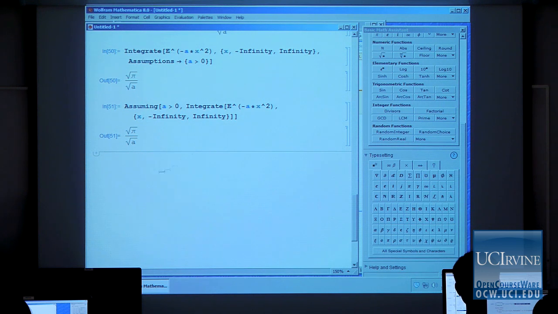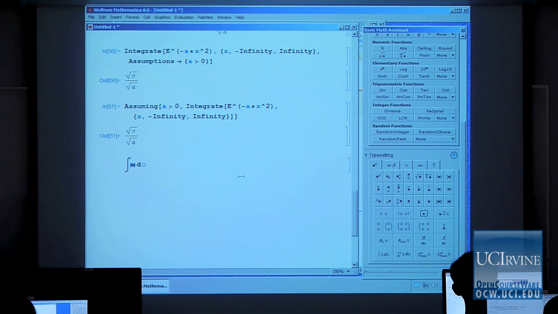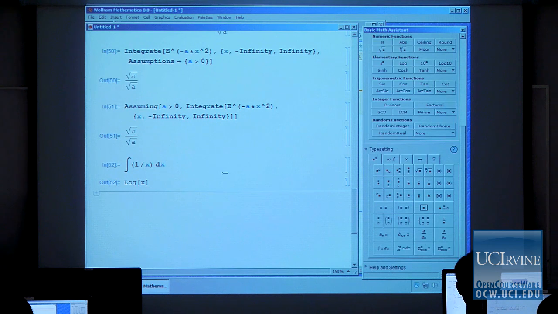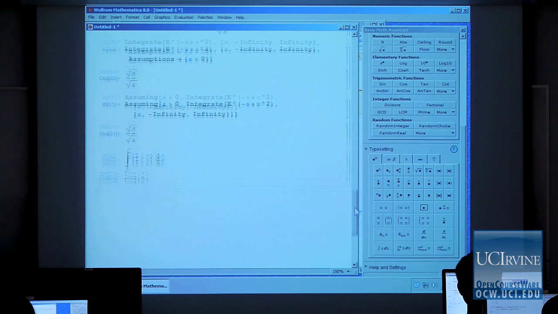So I want to show you a couple other little idiosyncrasies about integration. So let's go back to a simple one. Let's do 1 over x. Okay. And we know that's log of x. That's the indefinite integral.